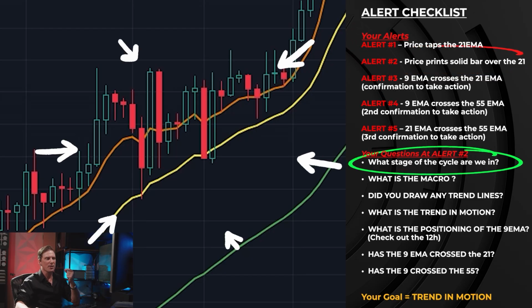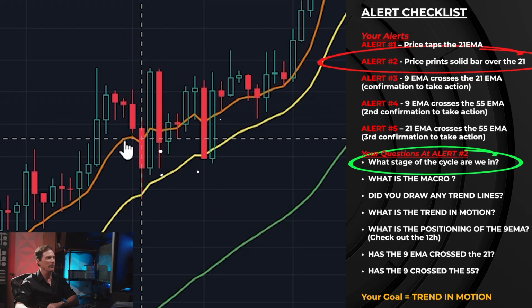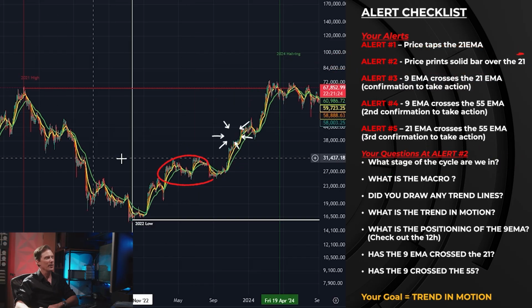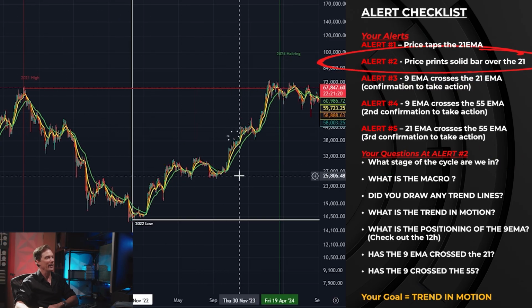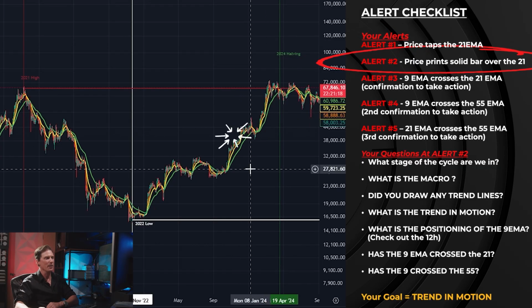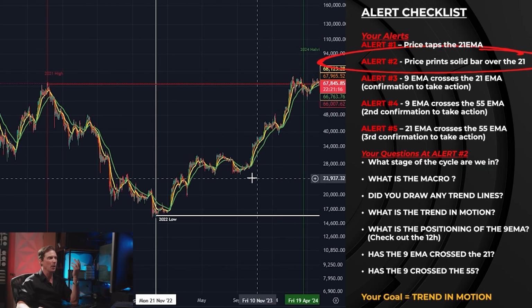The first question we ask ourselves is, what stage of the cycle are we in? This is pretty much phase 2, right? This thing went sideways forever, up against the support band, and it looks like it's about to start an uptrend, okay? So that's our first hint. It's probably going to go up, right?